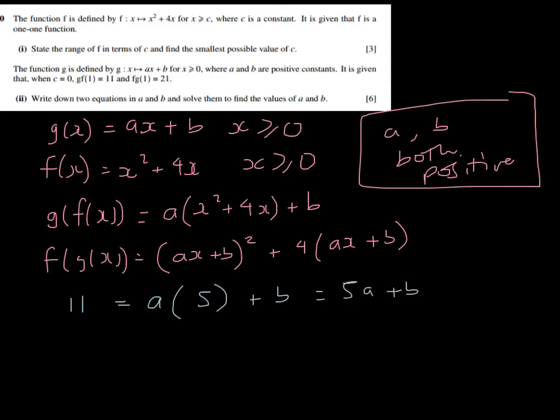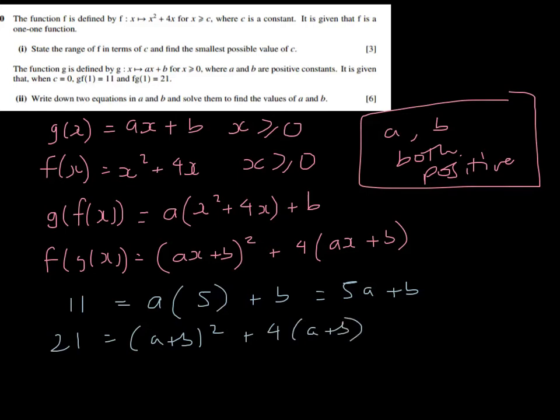And for the second one, this is supposed to equal 21. And again, if I substitute 1 into that composite function, it's supposed to equal 21. So let's go ahead and put in 1 there. If I put 1 as x into here, I'm going to get a plus b, all squared. And if I put 1 into here for x, I'm going to get a plus b. But this time it's going to be 4 lots of a plus b.